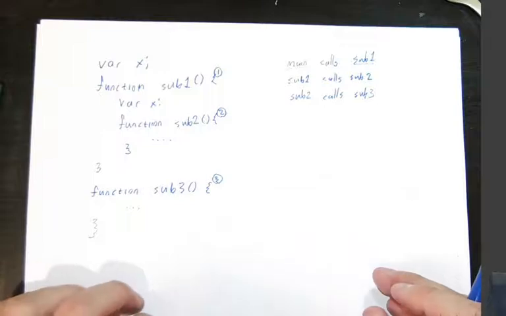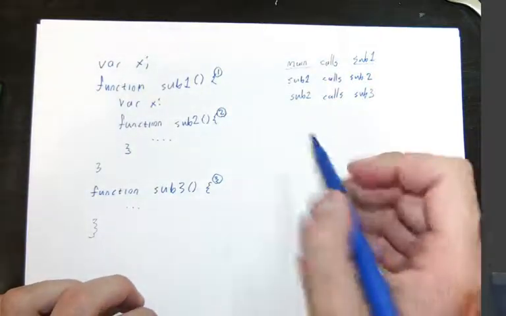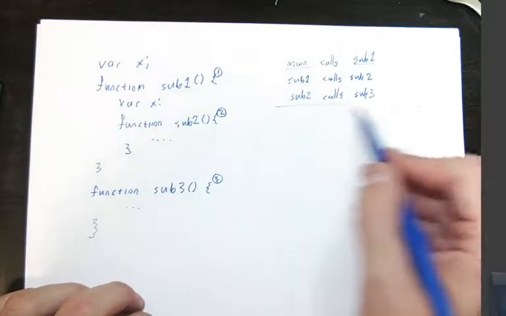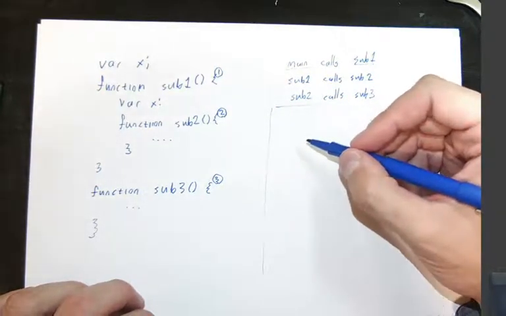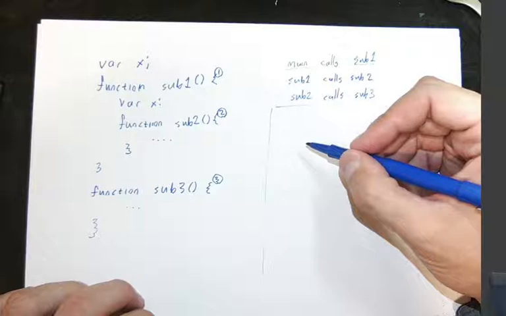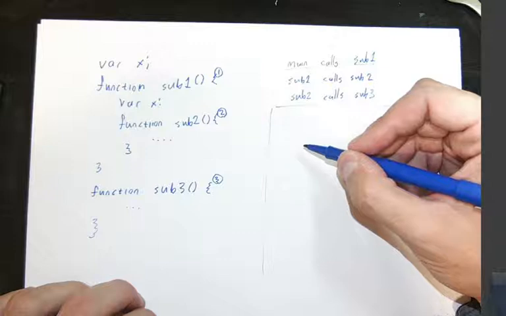Alright, so the question is, let me just draw that here. So the question is, assuming static scoping in the following, which declaration of x is the correct one for a reference to x?